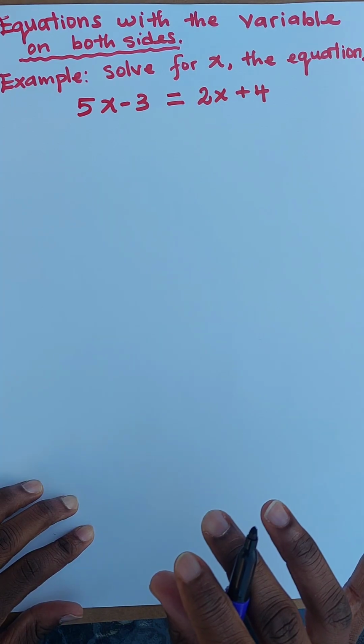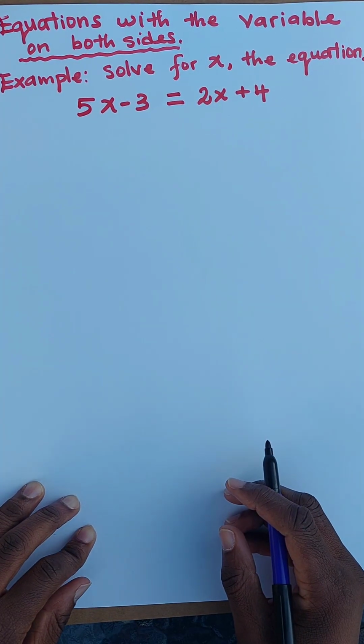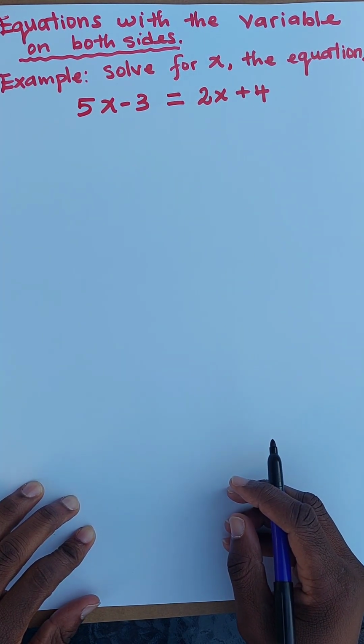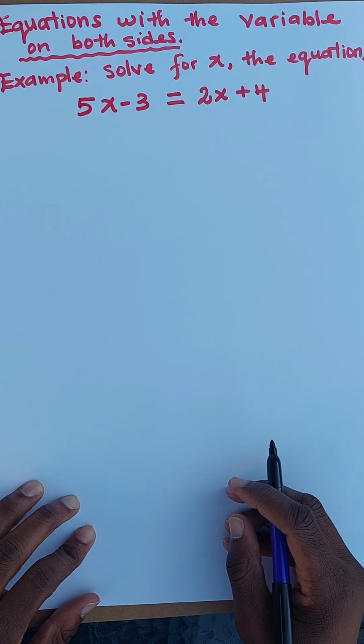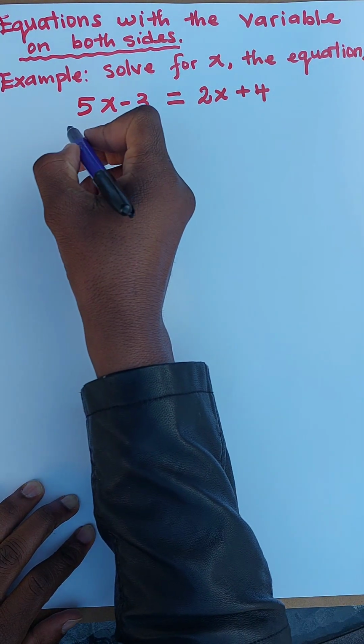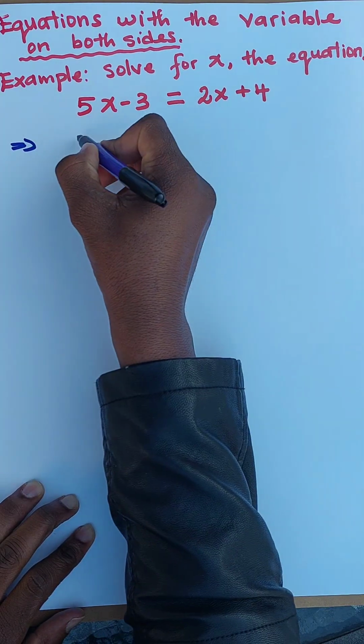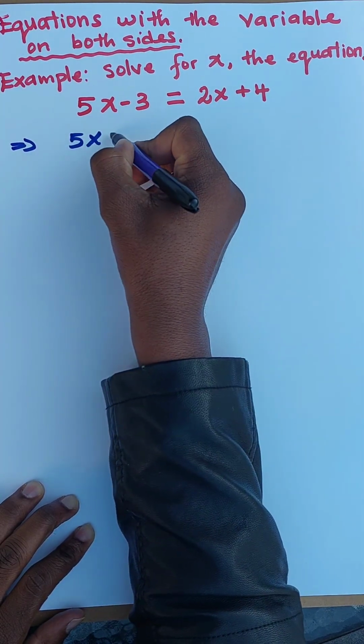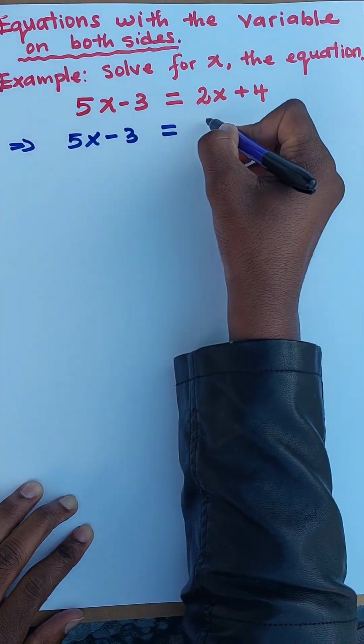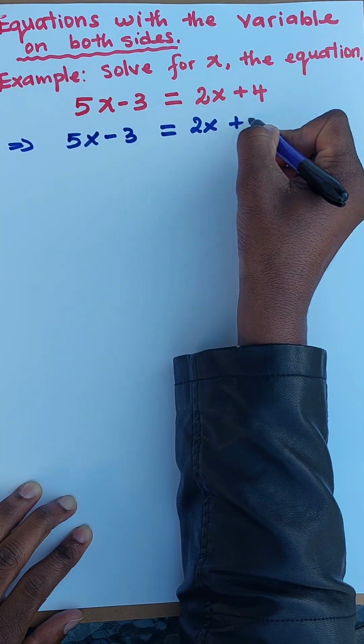So remember the rules for isolating the variable: combining like terms, remove addition with subtraction, remove subtraction with addition, remove multiplication with division, and remove division with multiplication. Now looking at this equation, let's rewrite the equation. It says 5x minus 3 equals 2x plus 4.